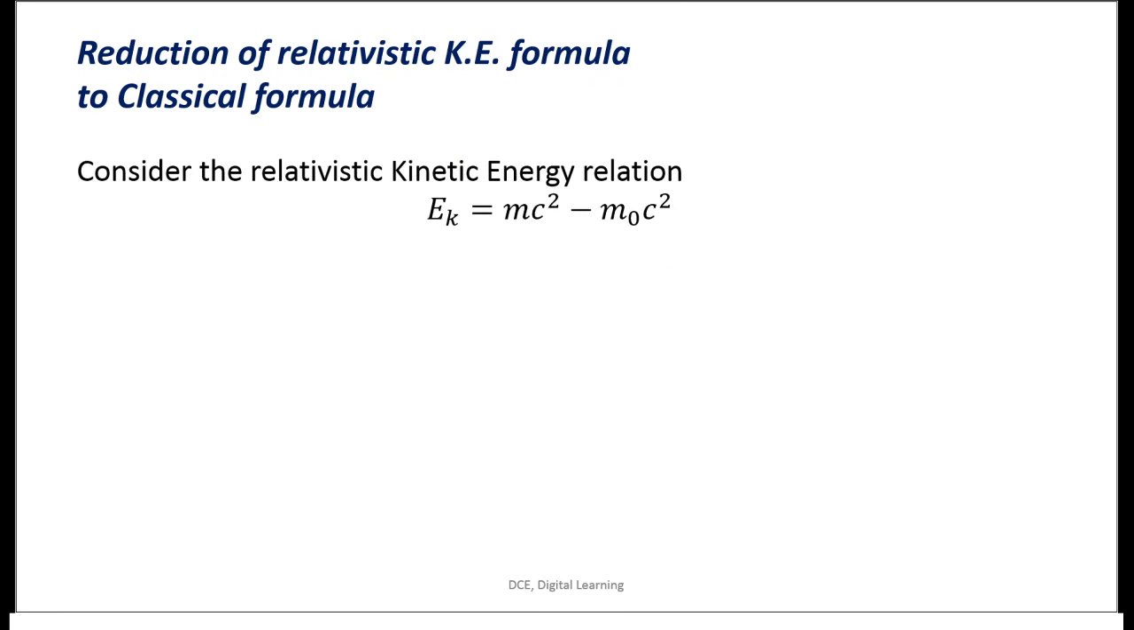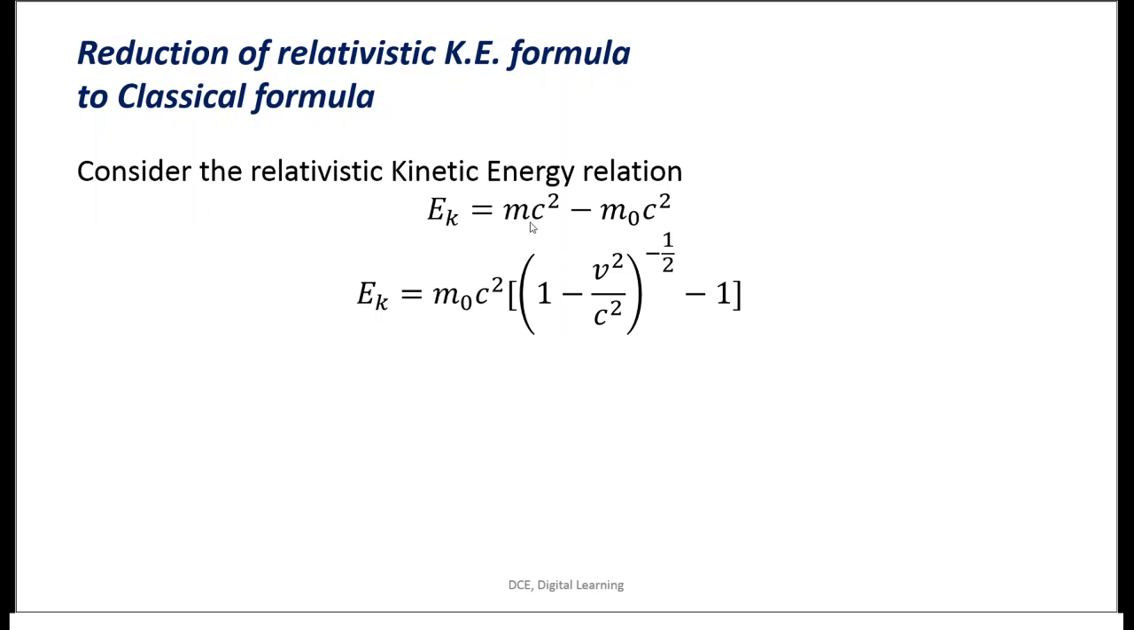Next, the reduction of the relativistic kinetic energy formula to the classical formula. We know the well-known kinetic energy relation, that is, kinetic energy is equal to half mv square. That is the classical equation. Here we have the kinetic energy equation, Ek is equal to mc square minus m naught c square.